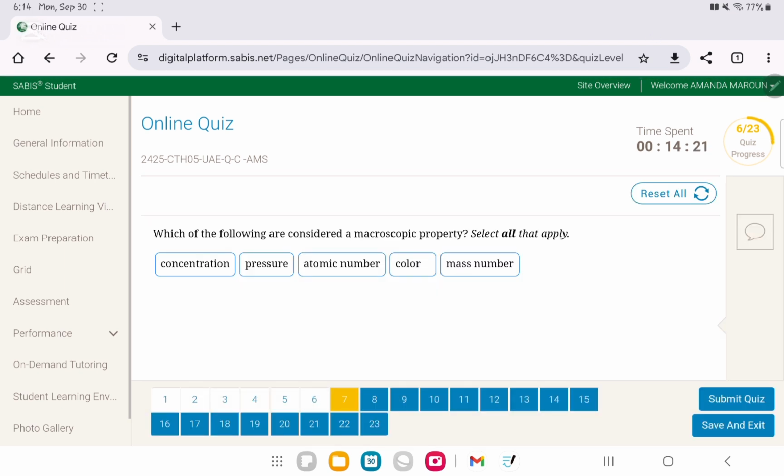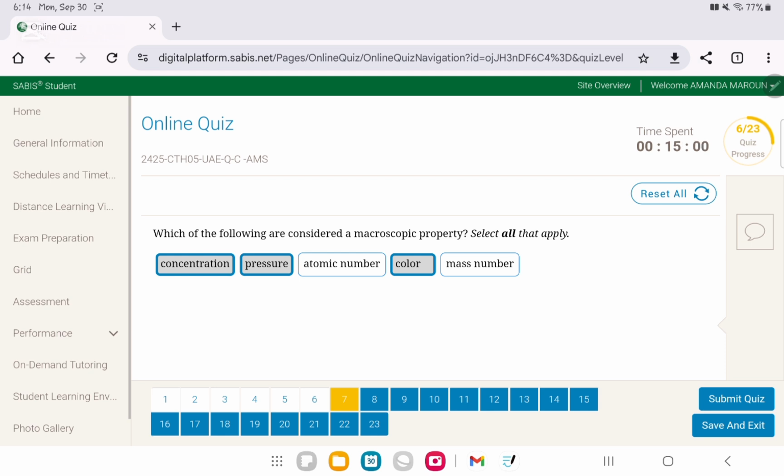Number 7, which of the following is considered a macroscopic property? We said macroscopic properties are visual. You can see them, they're visible. Concentration is visible and can be measured. Pressure can be measured and is visual. Atomic number is not visible; you need a microscope to see and measure it. The color is very visible. And finally, the mass number, you also need a microscope to see it.